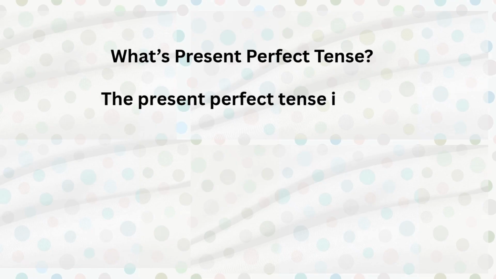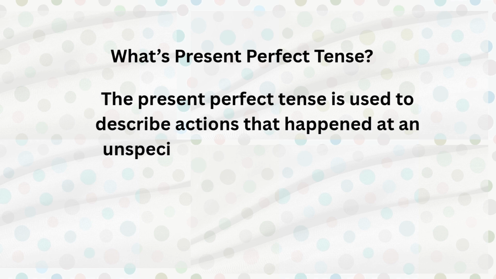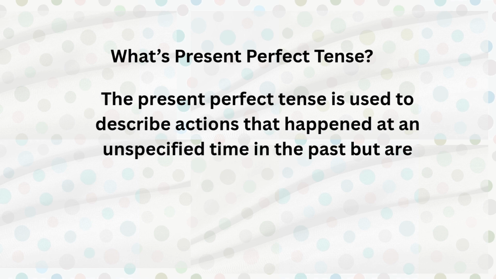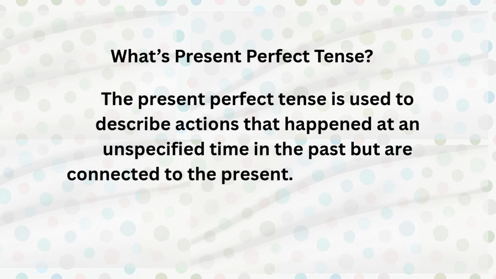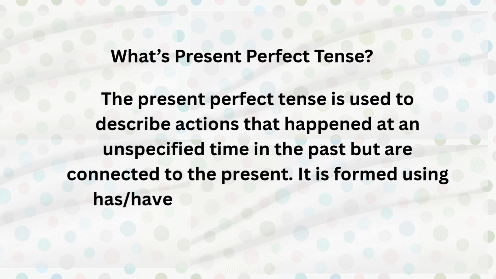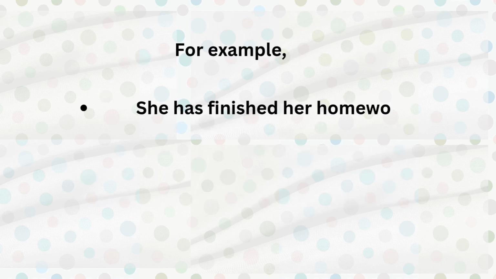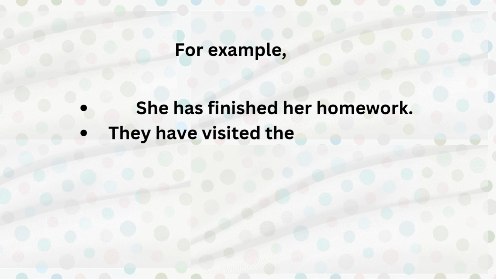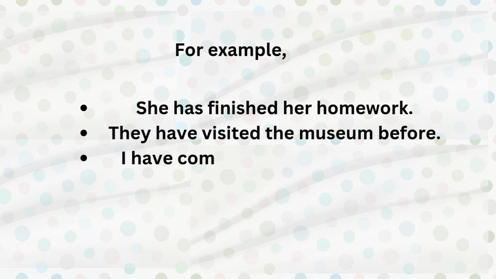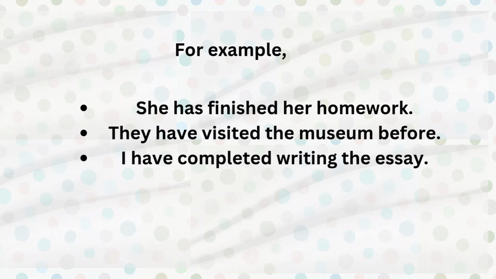What's present perfect tense? The present perfect tense is used to describe actions that happened at an unspecified time in the past but are connected to the present. It is formed using has or have and past participle of the verb. For example, she has finished her homework. They have visited the museum before. I have completed writing the essay.